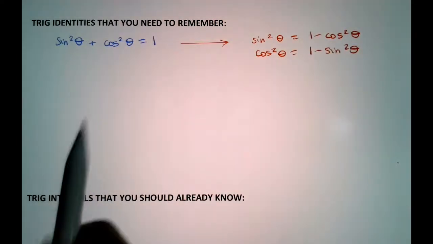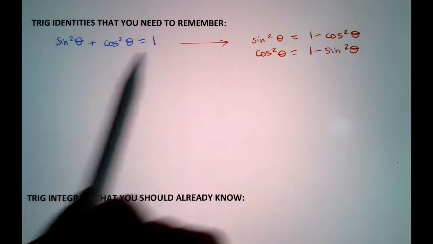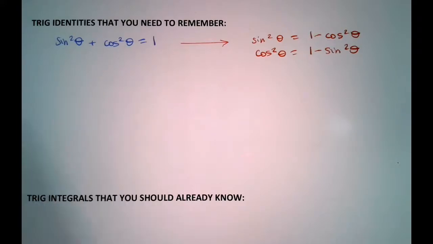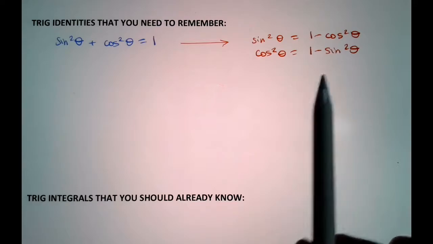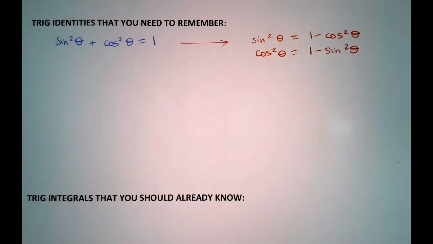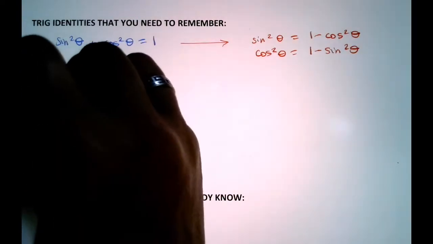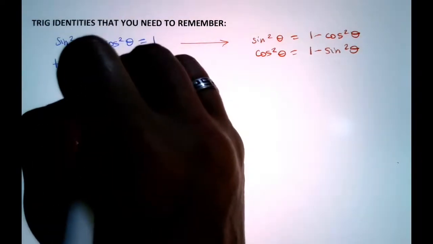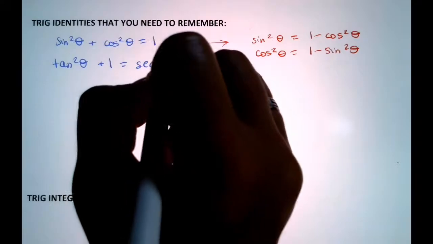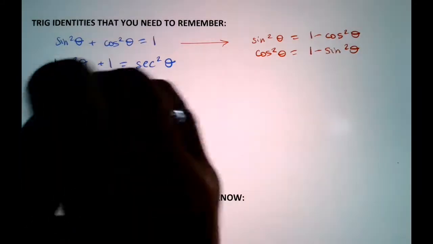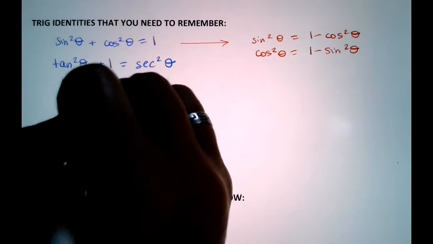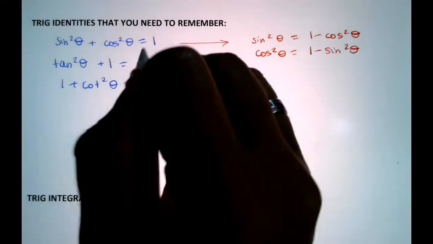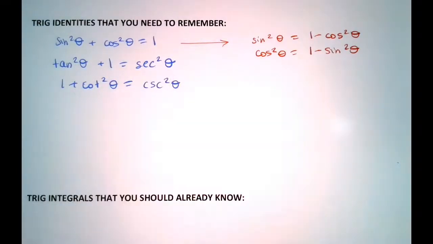You can wiggle this statement around and move and shake things together and come up with new true equality statements. So an identity is true no matter what angle you put in, so you can kind of morph those around. Now, your two other Pythagorean identities are tangent squared plus 1 equals secant squared, and 1 plus cotangent squared equals cosecant squared.